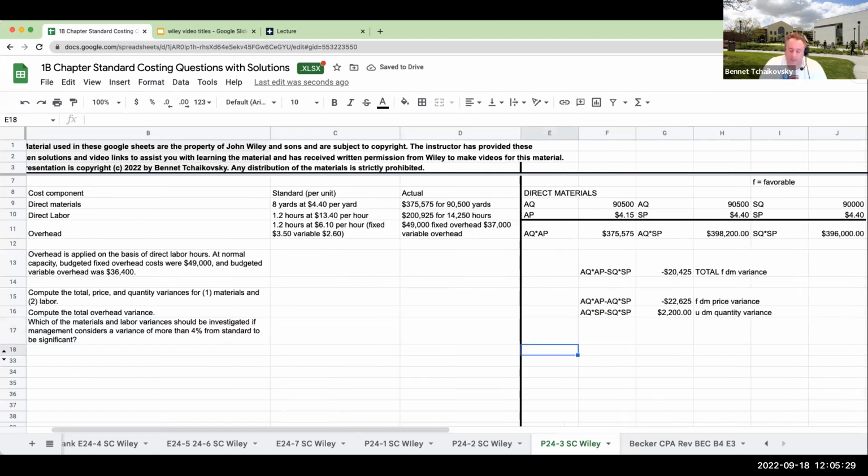Okay, direct labor. For direct labor, I'm going to take my actual hours times my actual rate, and compare this to my standard hours times my standard rate. My actual hours were 14,250 for a total of 200,925. Again, we want to check our work.